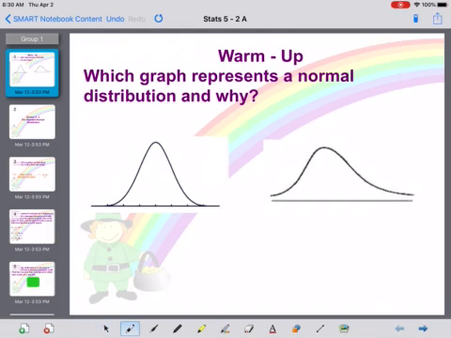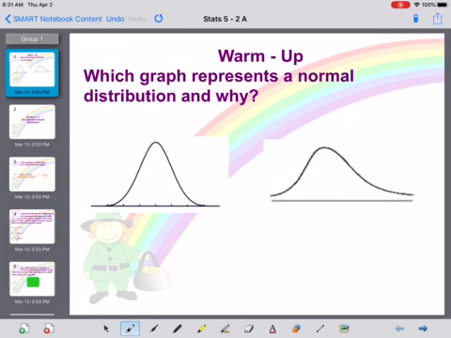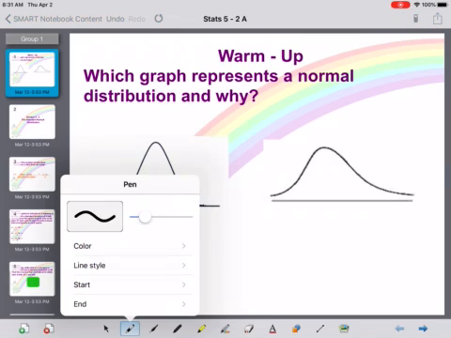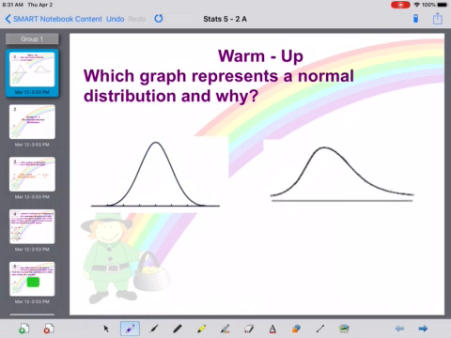So the warm-up is just what we were doing before, but I want to make sure we all understand that the one on the left is the normal distribution and the one on the right is not a normal distribution. A lot of you understood that on your homework. You told me that this one was not, because it's pushed off to the left, and this one on the right is more centered, and then your inflection points would give you where your standard deviation is, and so on and so forth.